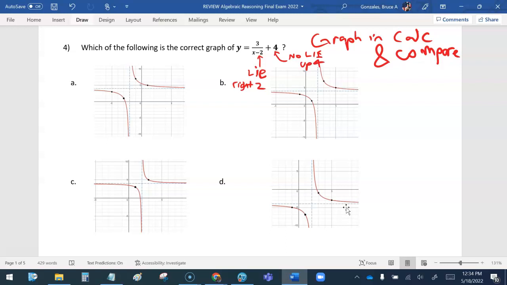Now, which one of these dashed lines looks like it went right 2 and up 4? Not this one. Not, oh, 1, 2. Here's 2. Here's 4. That looks good. Here's 2. Here's 4. That looks good. Here's 2, but it's down 4. So it can't be that one. Okay.